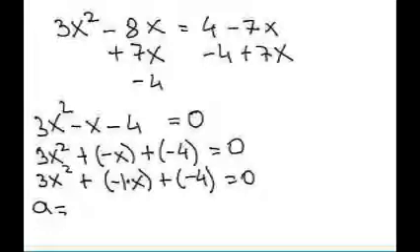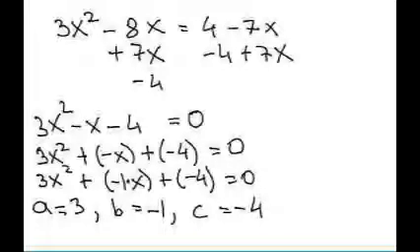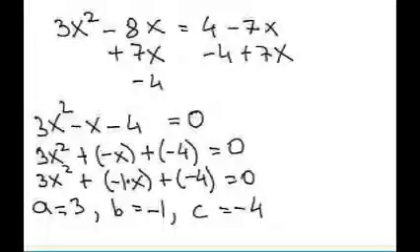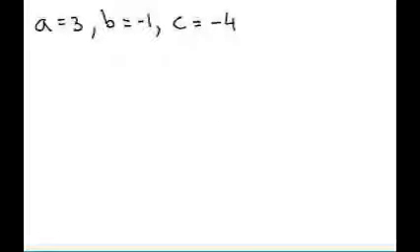So a is the coefficient of the x squared term, and that's a 3. B is the coefficient of the x term, and it's a minus 1. And C is the constant term, so it's just going to be the negative 4. So let's see, I'm going to recopy. So A was equal to 3, B was equal to negative 1, and C was equal to negative 4, if I remember correctly. And now I'm going to plug these values into the quadratic formula.